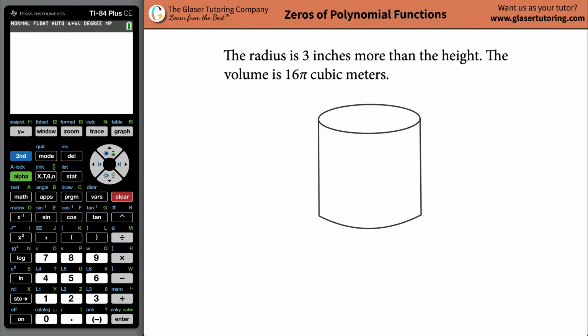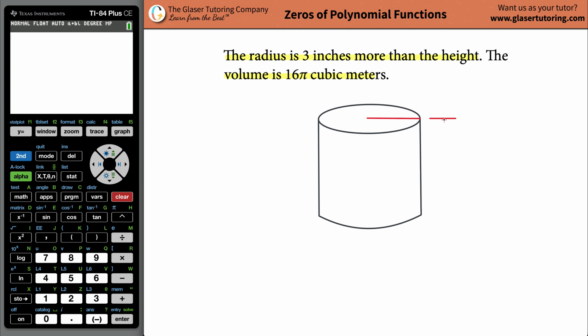Hi, today I would like to teach you how to find the dimensions of a right cylinder given some ambiguous information. So it says the radius of this cylinder is going to be 3 inches more than the height. And it also tells us the volume of the cylinder is going to be 16 pi cubic meters. So in terms of my picture, we have a radius and we're going to have a height.